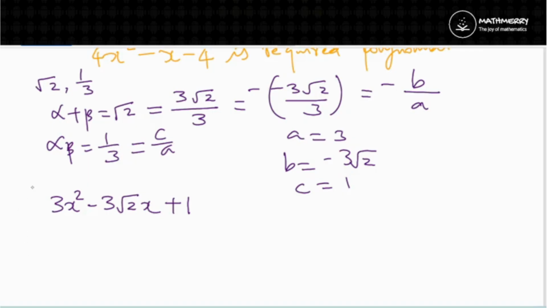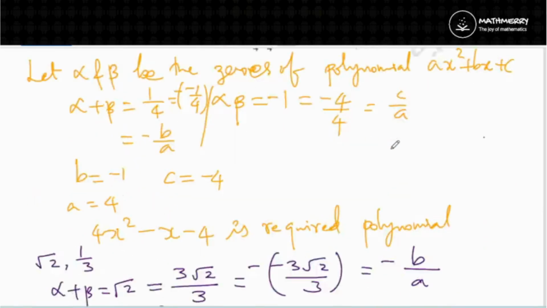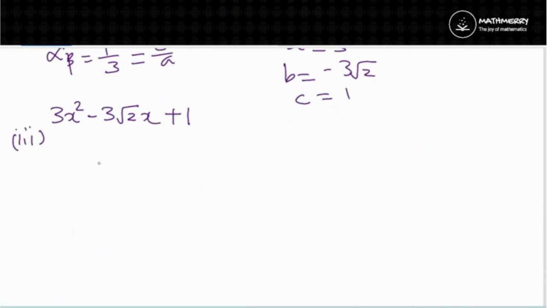Now next, that is our third one. We have the sum as 0 and the product as root 5. So 0 and root 5.